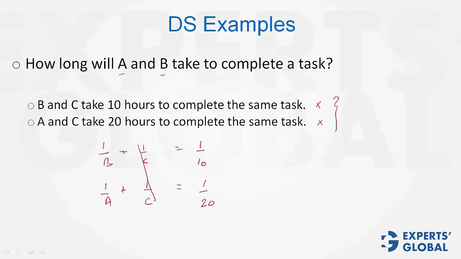But what you will get is 1/B - 1/A, whereas the question requires us to find 1/A + 1/B. This cannot be determined even on combining. Therefore, even combining did not work. And the right answer is option E.